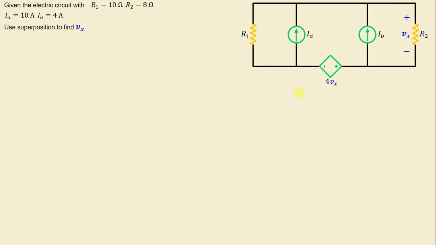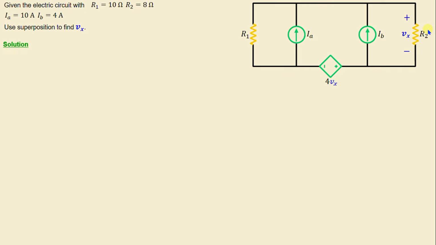Let's consider this network consisting of two resistors labeled R1 and R2, as well as two independent sources IA and IB. Additionally, we can observe a dependent source, especially a voltage-controlled voltage source. The question now is to use the superposition method to find the voltage Vx across the resistor R2. Let's move on to the solution.